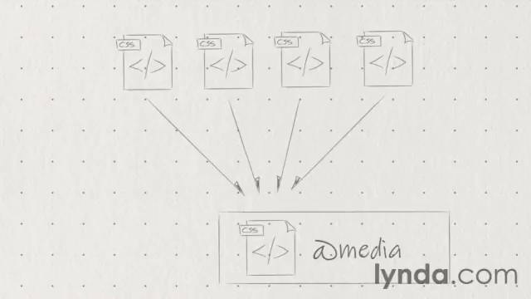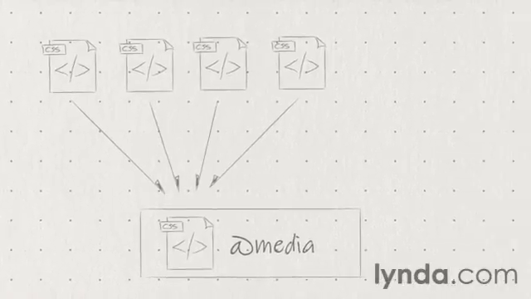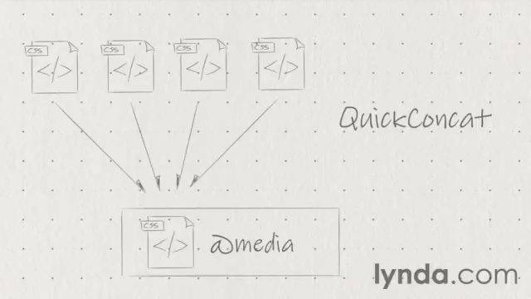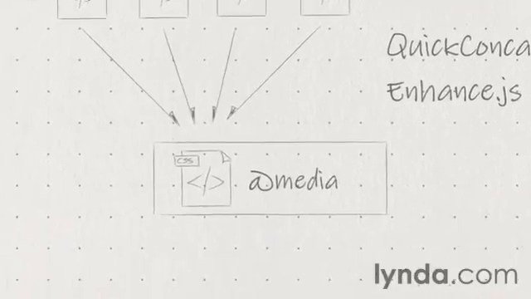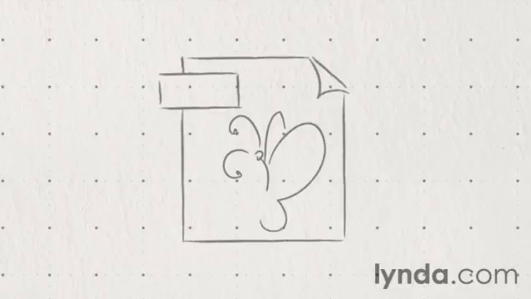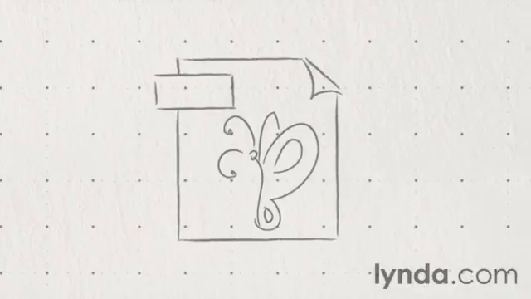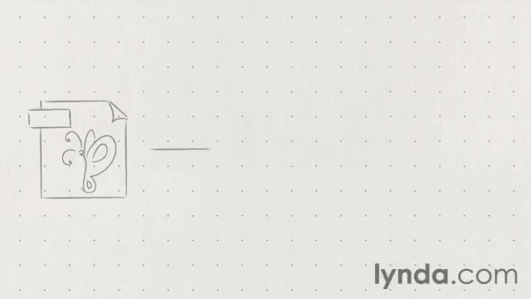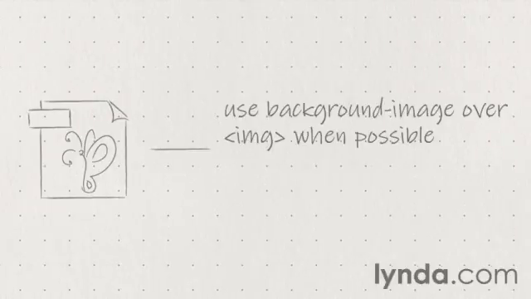Now, development-wise, this can be tricky, but there are tools out there like the Filament Group's Quick Concat and Enhance.js, which can combine files at runtime into single requests. You can also reduce requests by modifying how you author your CSS. If an image isn't needed within the context of the content, meaning it's purely decorative, change it to a background image and only request it in the appropriate media query.